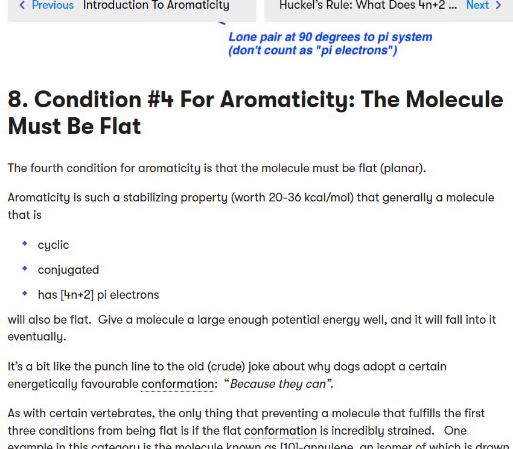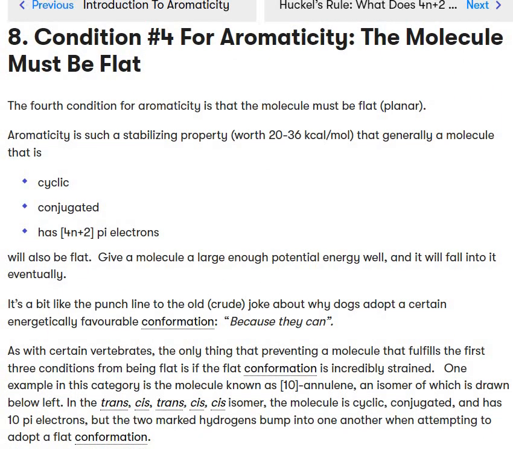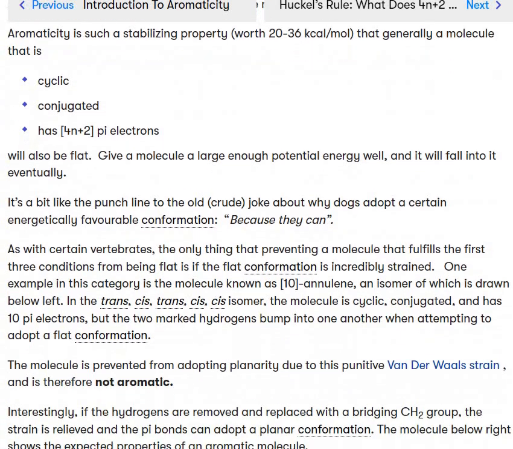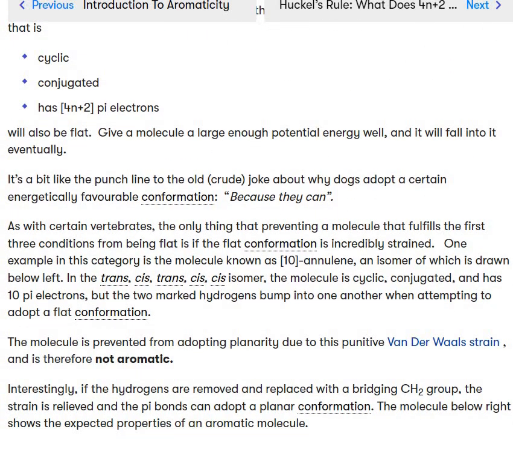Condition for aromaticity: the molecule must be flat. The fourth condition for aromaticity is that the molecule must be flat, planar. Aromaticity is such a stabilizing property that generally a molecule that is cyclic, conjugated, and has 4n plus 2 pi electrons will also be flat. Give a molecule a large enough potential energy well and it will fall into it eventually.